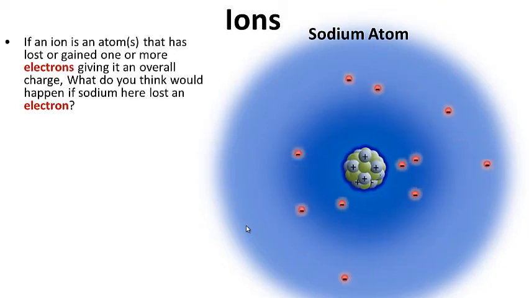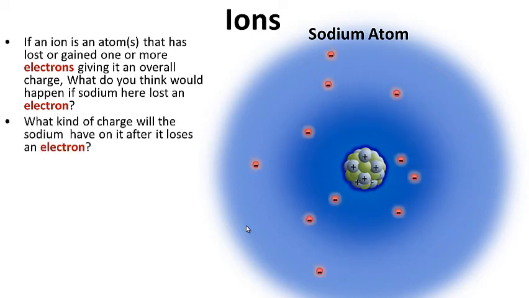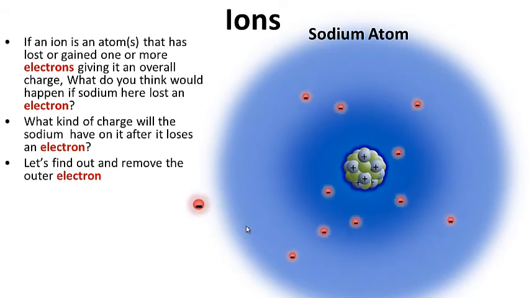So if an ion is an atom that has lost or gained one or more electrons, giving it an overall charge, what do you think would happen if sodium here lost an electron? What kind of charge will the sodium have on it after it loses an electron? Well, let's find out and remove the outer electron. Okay, so we're getting rid of this electron in its outer shell here.